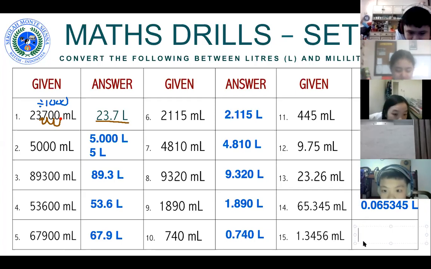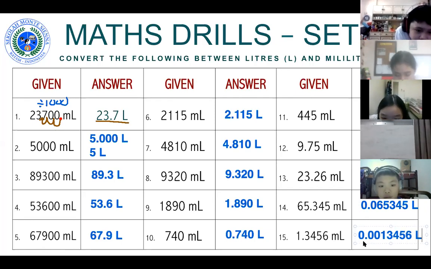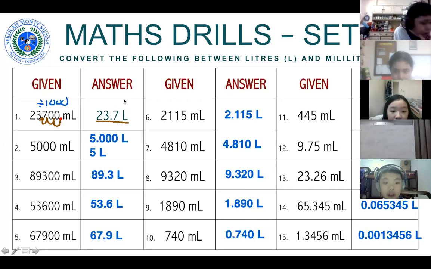Okay, wait, I want to see the number 12 question. Oh, so it's 1.3456? No. You look at how we did number 12. 0.0013456. Correct. Yes, I'm right. But with the help of teacher, right? In 12 and 15, teacher helped. Yeah, good.